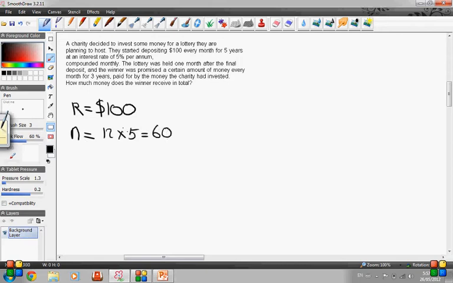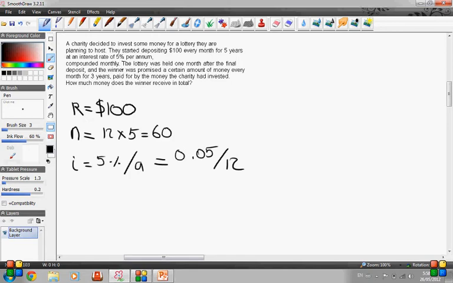So 12 months multiplied by 5 years is 60. So there are 60 compounding periods in this time frame at an interest rate of 5% per annum. So I is equal to 5% per annum, but we also know that it's compounded monthly, so we have to divide this by 12. So for this question, it would be 0.05, changing to decimals, divided by 12. That would be our interest rate, compounded monthly.